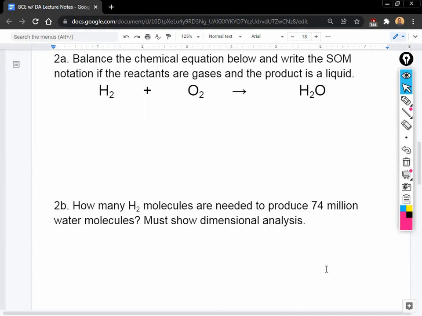So you guys should be balancing this equation. Make sure you write the state of matter notation. And then if you guys are really confident, you guys can try 2B, the dimensional analysis.